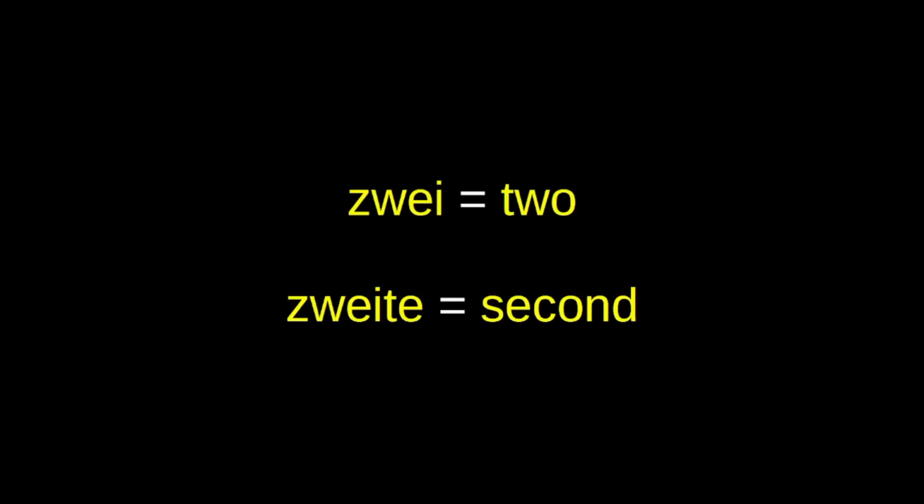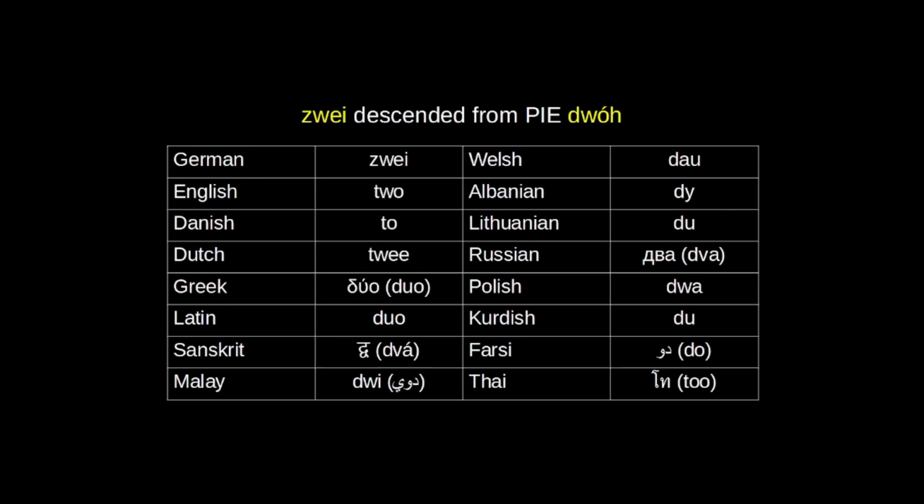Zwei is the German word for two. Zweite means second. The German word zwei is descended from the Proto-Indo-European word dvo, and it has parallels in many other languages. For example, German zwei, English two, Danish to, Dutch twee, Greek duo, Latin duo, Sanskrit dva, Welsh dau, Albanian du, Lithuanian du, Russian dva, Polish dva, Kurdish du, and Farsi do.